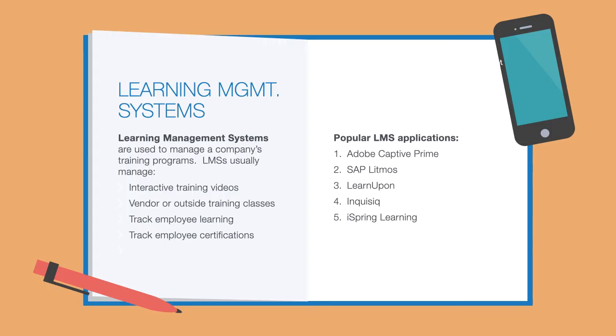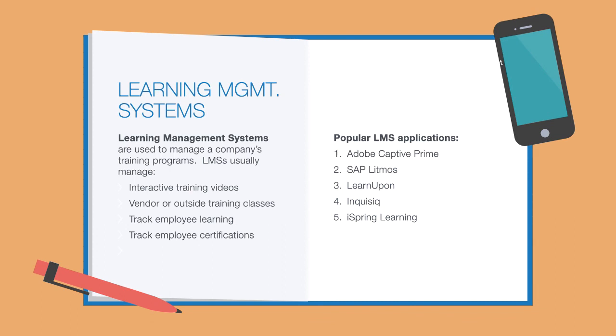So let's talk about learning management systems. They're basically used to manage a company's training programs, and they usually manage everything from interactive training videos to vendor or outside training classes. So you can have a learning management system in-house, and it might contain training that the company or someone in the company has put together, or you can also purchase different training applications. So sexual harassment training, a lot of companies purchase that from outside vendors, but it may be housed within your learning management system, or it may be just used to track that.